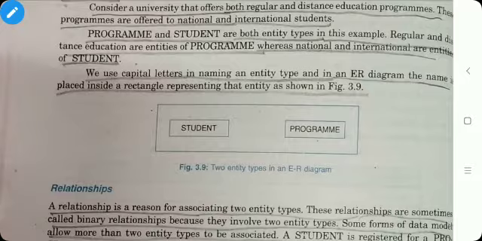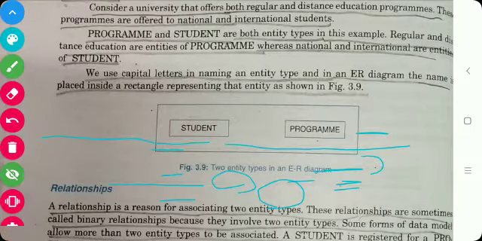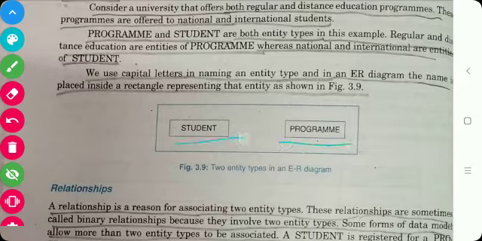For example, suppose a university wants to offer both regular and distance education programs, and these programs are offered for national and international students. Okay, so here the program and student are both entity types. Program and student are both entity types, and regular and distance education are the entities of the program, whereas national and international are the entities of the student.